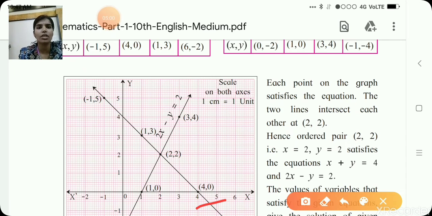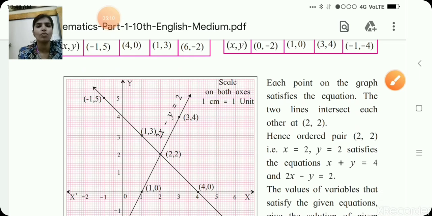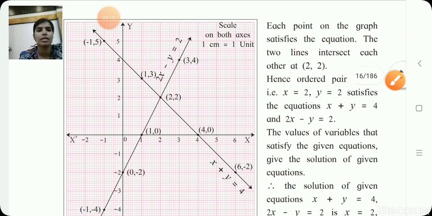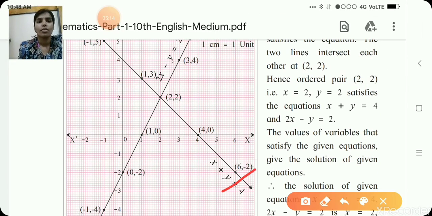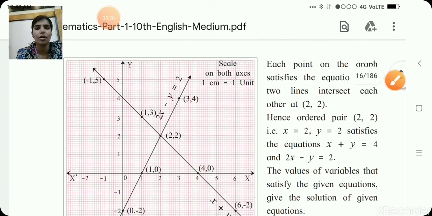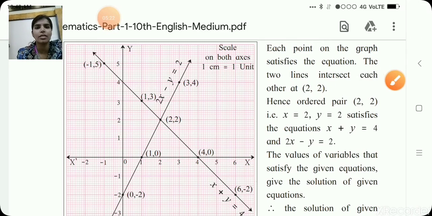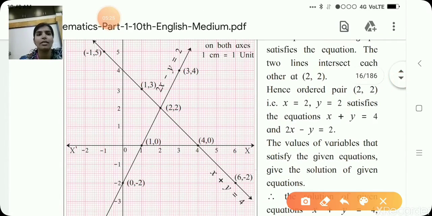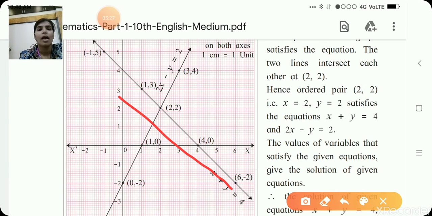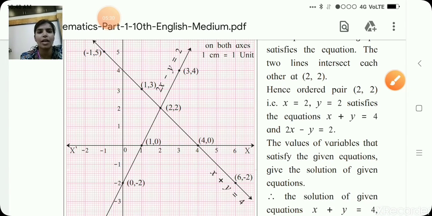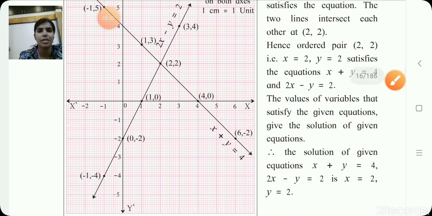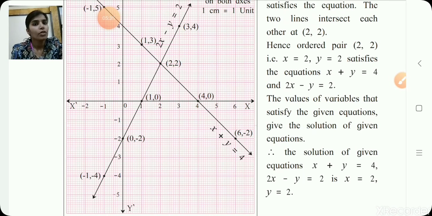Then next one is 1 comma 3. So 1 comma 3 is here. Then next 6 comma minus 2, so it is here. We plot all our points, then we want to draw a line through these points. So we connect all the points and draw a straight line. And you write down the equation of the line, x plus y is equal to 4, on that line. So this is our first line.